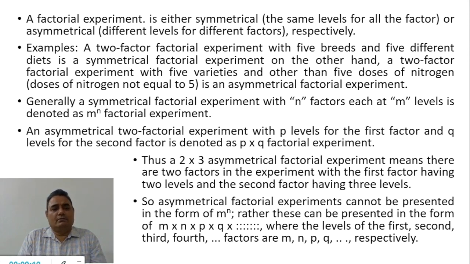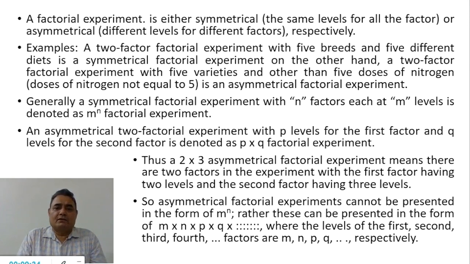For example, a two-factor factorial experiment with 5 breeds and 5 different diets is a symmetrical factorial. Here the level of breeds is 5 and the level of diet is also 5. So both factors have the same number of levels. That's why it is called symmetrical factorial.